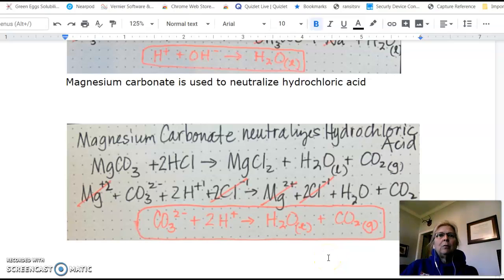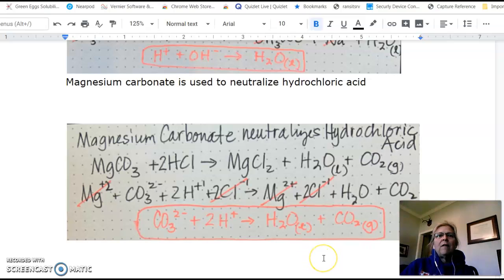Again, you should be starting to see a very definite pattern of what you get for a net ionic reaction when you have a carbonate base and what you get when you have a hydroxide base.